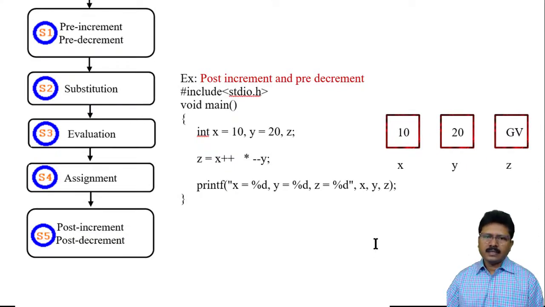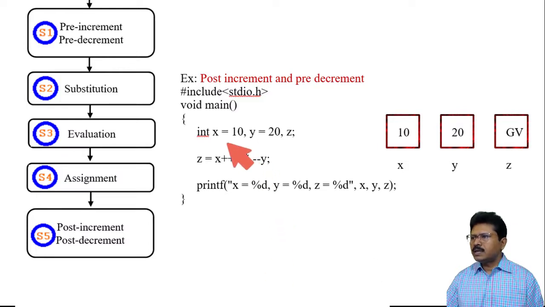Taking another example, which is a combination of post-increment and pre-decrement. The code is int x is equal to 10, y is equal to 20, z. z is equal to x++ multiplied by --y. Next, we want to get the values of x, y and z.